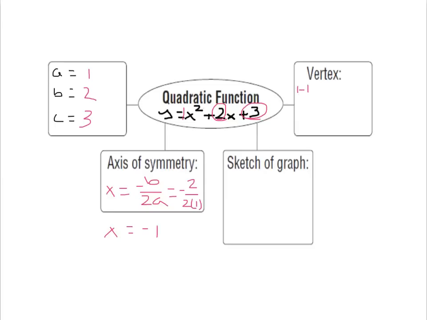So we're going to have negative 1 squared plus 2 times negative 1 plus 3. Well, negative 1 squared is 1. 2 times negative 1 is negative 2, so 1 minus 2, then plus 3. 1 minus 2 is going to be negative 1, plus 3 is 2. So that means that when x equals negative 1, y equals 2. So we know that we can sketch our graph.